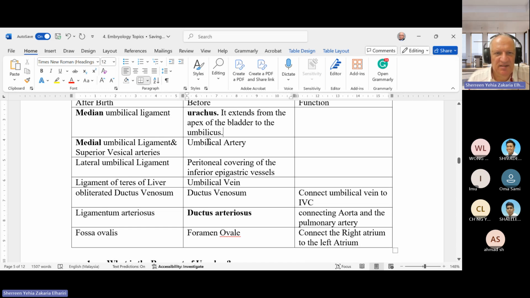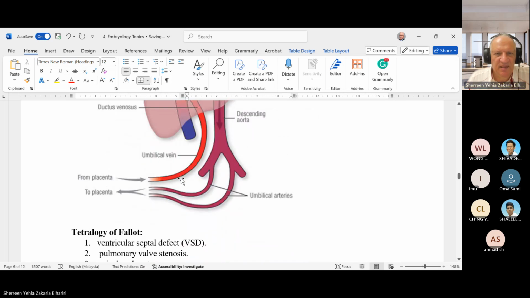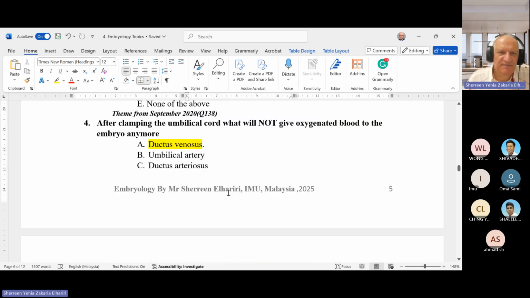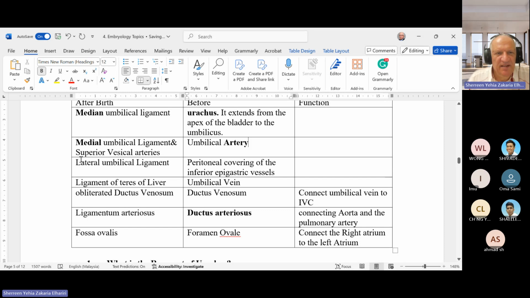Medial is the umbilical artery. So if you come down, the umbilical arteries, after an adult, become the medial umbilical ligament. So the artery becomes the medial umbilical ligament. Lateral is covering the inferior epigastric vessels. The umbilical vein becomes the ligamentum teres in the liver.